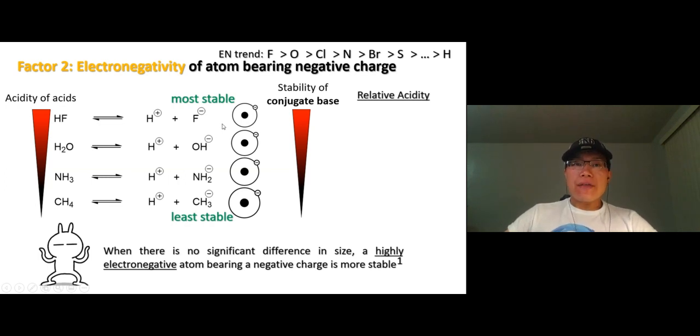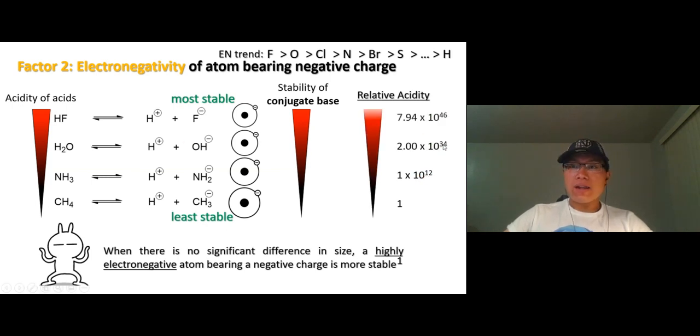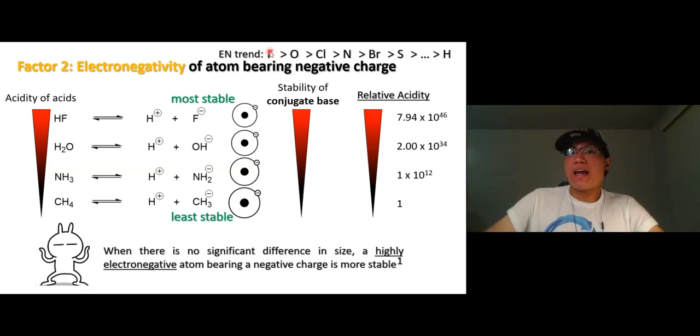If you look at the effect of electronegativity on the stability of the conjugate base or the acidity of the acid, if I set the acidity of methane as 1, look at the rest. Ammonia 10 to the 12th, oxygen 10 to the 34th, and fluoride 10 to the 46th. Electronegativity has an even bigger effect on the stability of the conjugate base than the size. In this case, fluorine is the highest electronegative atom, and oxygen is the second highest there.